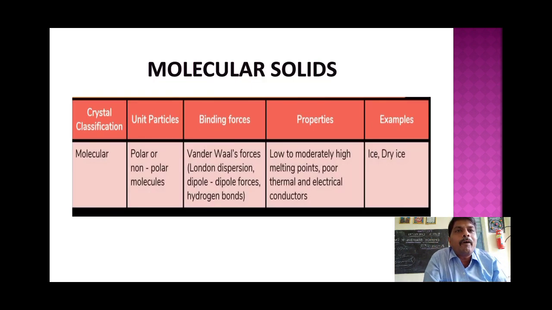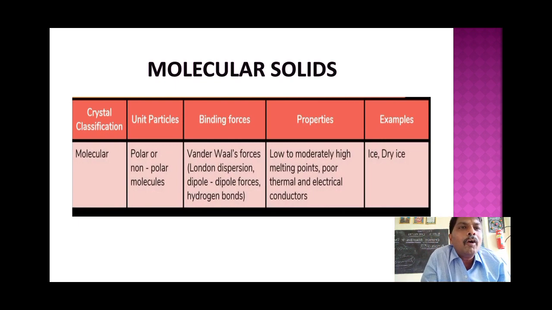So just see, the type is molecular solids. What are the unit particles? In the first one, non-polar molecules, in the second one, polar molecules, in the third one, hydrogen bonded molecules. What is the binding force? The first one is Van der Waals force or London force, the second one is dipole, the third one is hydrogen bond. First, second, third means I explained as 1A, 1B, 1C. In non-polar, the force is London force. In polar, the binding force is dipole. In hydrogen bonded solids, the binding force is hydrogen bond.